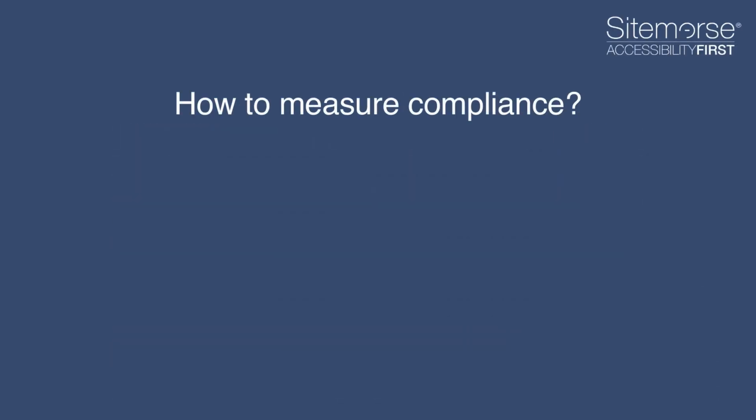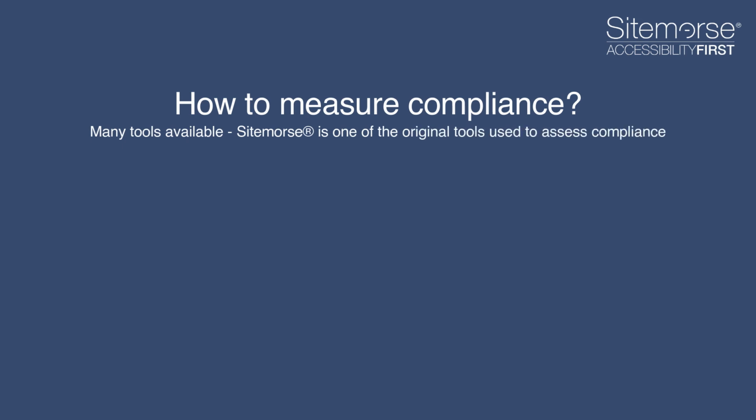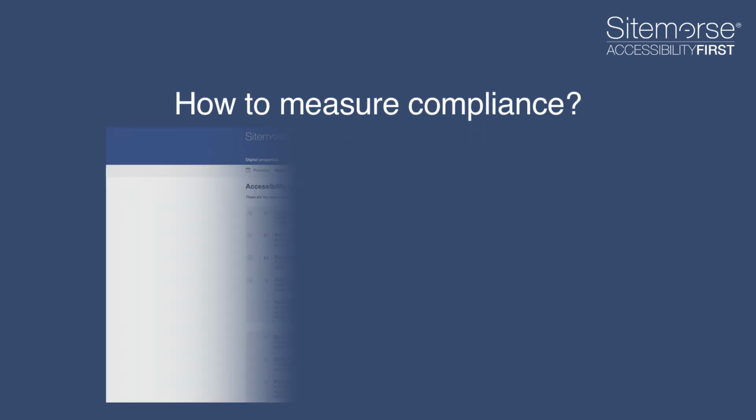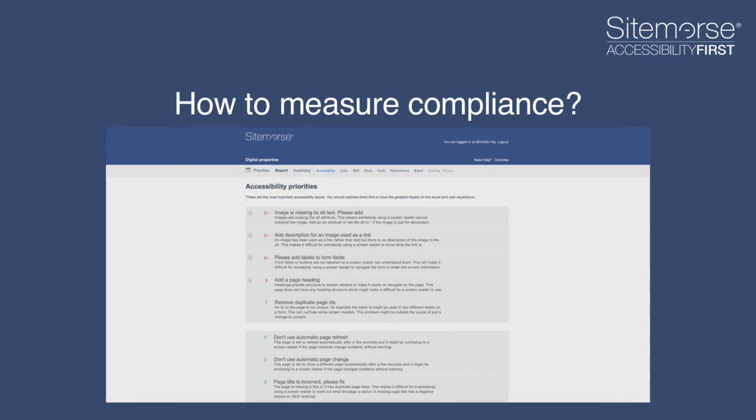How to measure compliance to these regulations. There are many tools available to assess compliance to the WCAG guidelines. Sitemorse is one of the original tools available, which uses automation to assess websites. What makes Sitemorse different is that we don't just provide you with a report detailing what's wrong and where the issue is. We break down the issues into actions based on roles and train users on why these corrections are required and how to fix them. This is all part of our prioritisation intelligence.